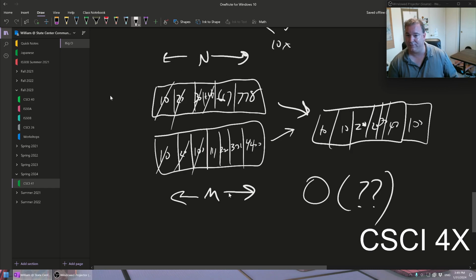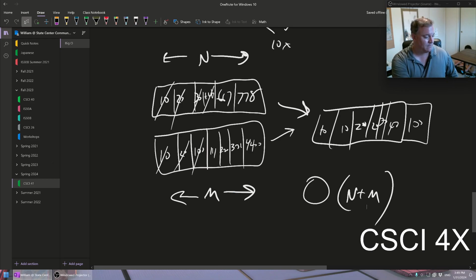We've got a vector of size n, a vector of size m. They're both sorted, and we're going to combine them together into a brand new vector of size n plus m. You're always adding the smallest element in the vector. It is, in fact, very good. It is going to be order n plus m.